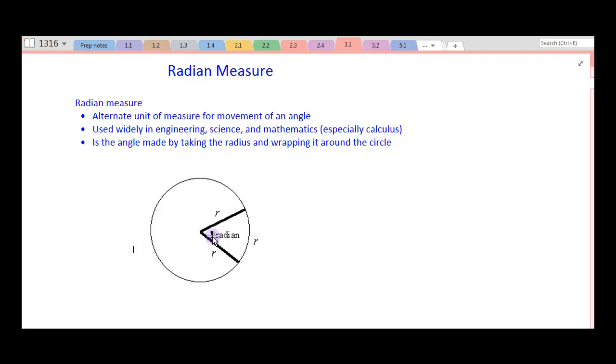Now, a radian can be defined as the radius of the circle, and then you lay that radius around the edge of the circle, and that constitutes 1 radian measure. So a radian is found by basically laying the radius of the circle on the edge of the circle, and you can add them up all the way around, and that's basically what a radian measure is. It's used extensively in engineering, in science, and mathematics. Especially in calculus, we do a lot of things in radian measure.